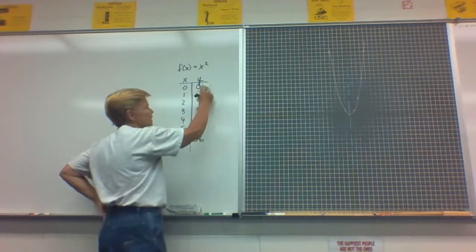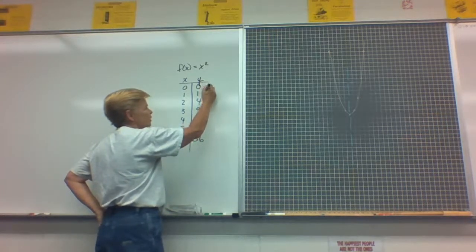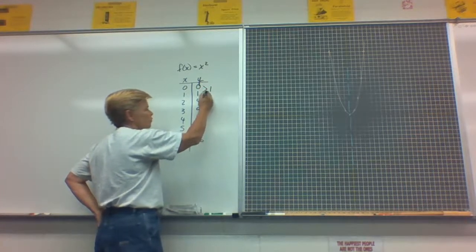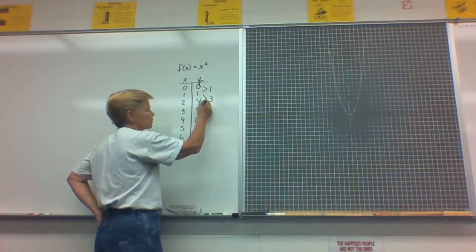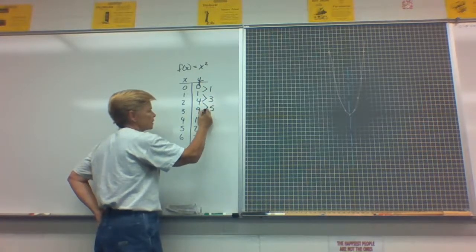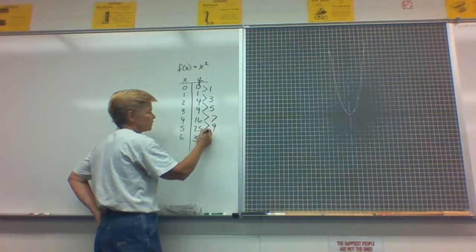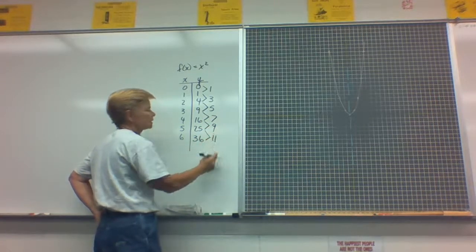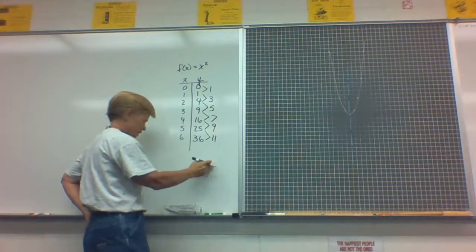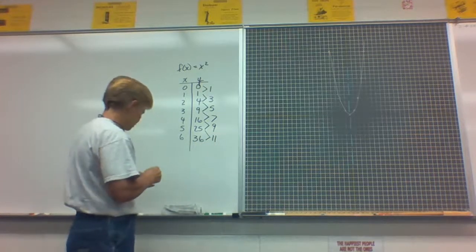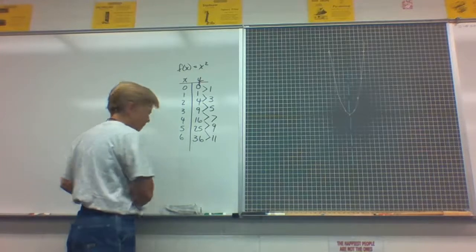But notice these. From 0 to 1, the gap in the number line is 1. From 0 to 4, it is 3. From 4 to 9, it is 5. 9 to 16 is 7. 16 to 25 is 9. 25 to 36 is 11. And the next gap will be 13, and the next gap will be 15, and the next gap will be 17, and so on. It's the odd numbers that separate them.